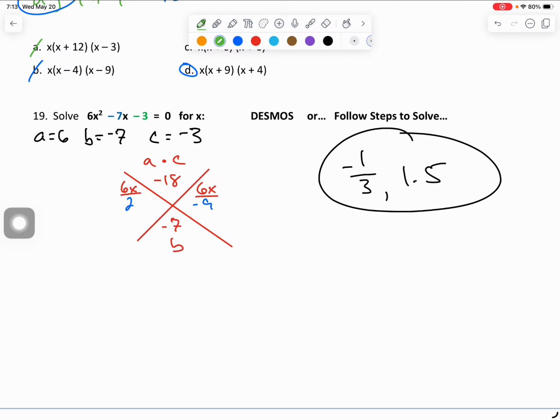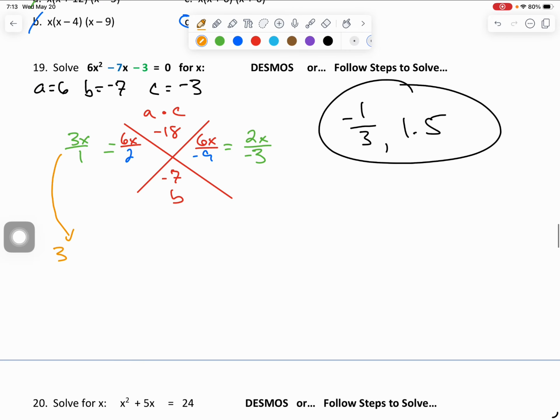But from here we have to reduce. 6 over 2, well 6 divided by 2 is 3, so we'll rewrite this as 3x over 1. 6x over -9, well 3 goes into both of them. We can rewrite this as 2x over -3. We're going to take these and set them both equal to 0. 3x plus 1 equals 0. 2x minus 3 equals 0.